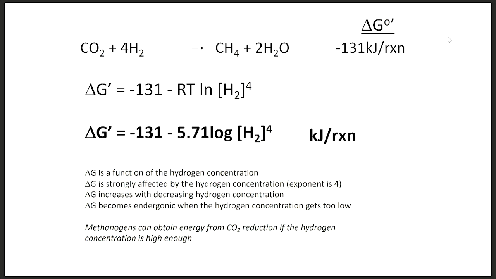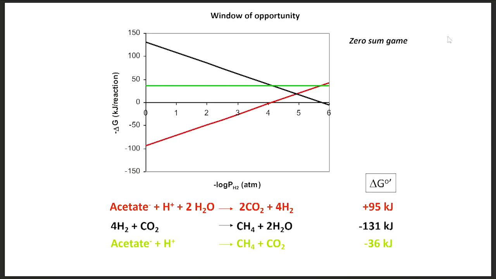Delta G increases with decreasing hydrogen concentration because of this negative sign, because in this case it's a substrate. And delta G becomes endergonic when the hydrogen concentration gets too low. So that's a little bit opposite to what we just had. And indeed, if you make a graph of these two, you can see that there's a range of hydrogen concentrations where both reactions are exergonic. So the hydrogen concentration needs to be between 10 to the minus 4 and almost 10 to the minus 6.